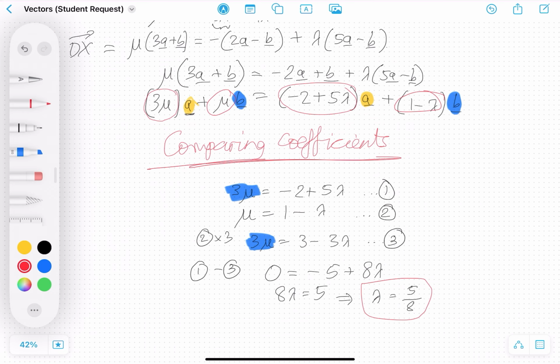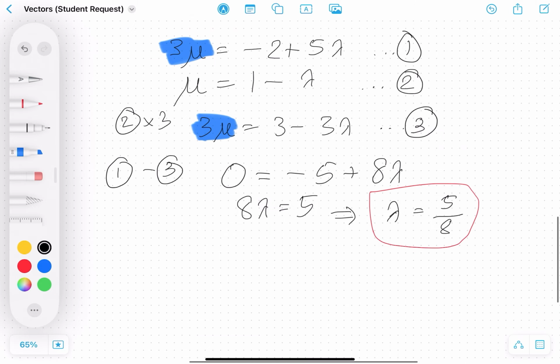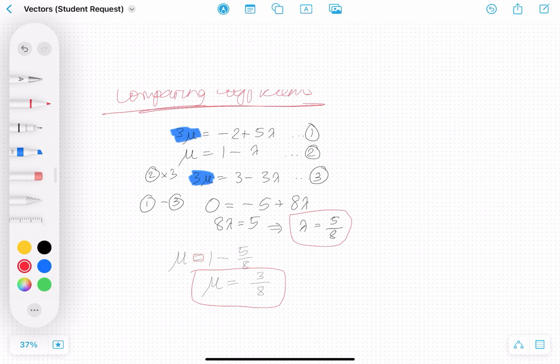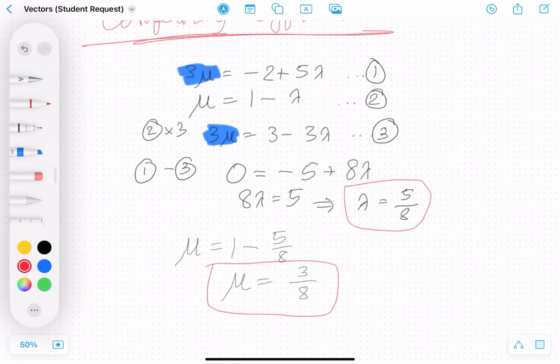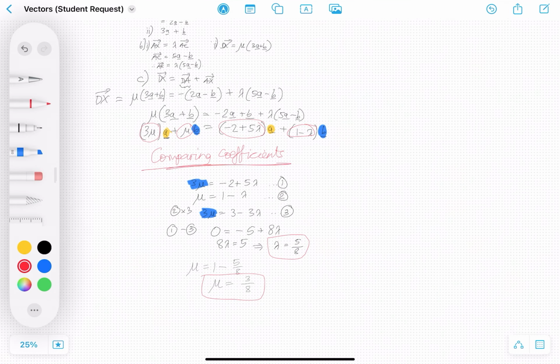But remember, we also need to find the value of mu. So if we substitute that back into our equation 2, we get that mu is equal to 1 minus lambda, which is 5 over 8 as we've solved. And therefore mu is equal to 3 over 8. And that is our final answer for both values. So we've effectively found the value of both constants.